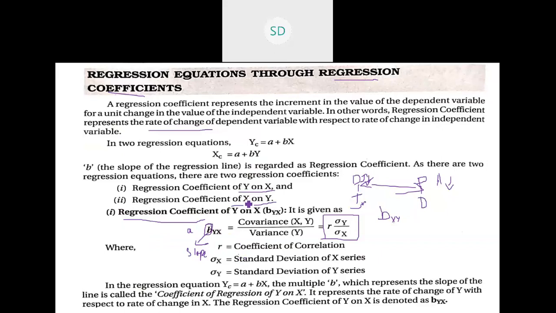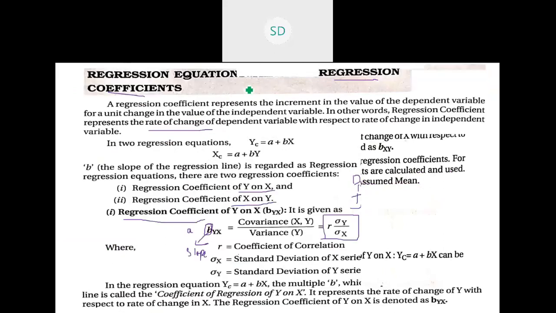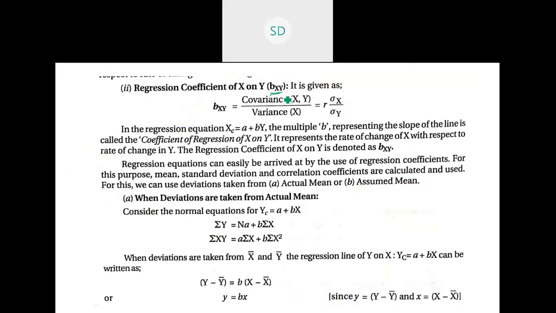Okay, so let us go on further. We will understand the next regression coefficient, that is x on y. Now, if we happen to see here, now b is xy. For y on x, your b was yx. Now since it is x on y, it is xy.